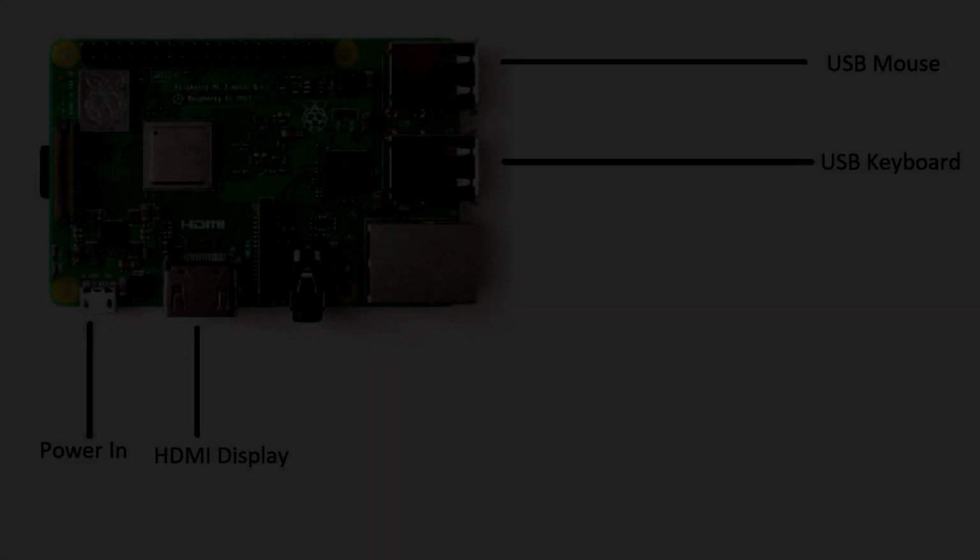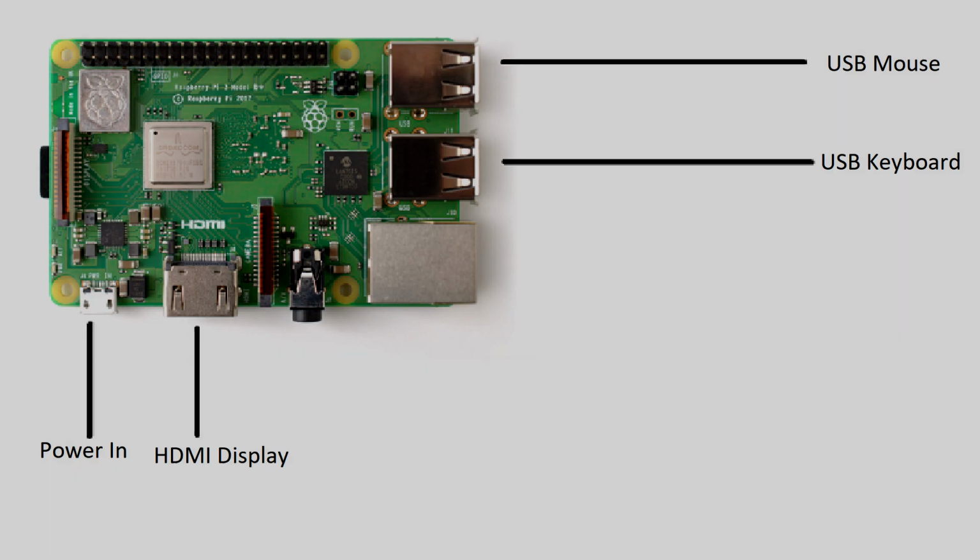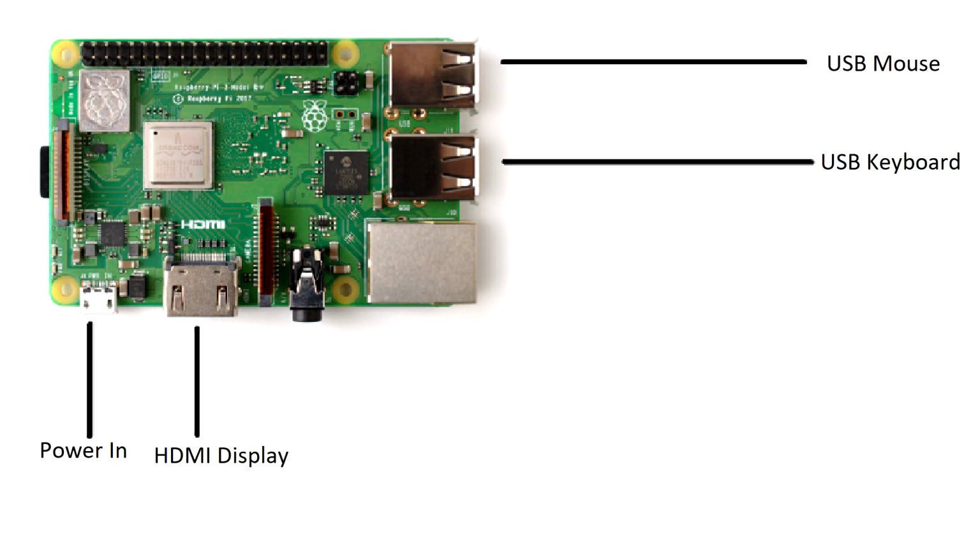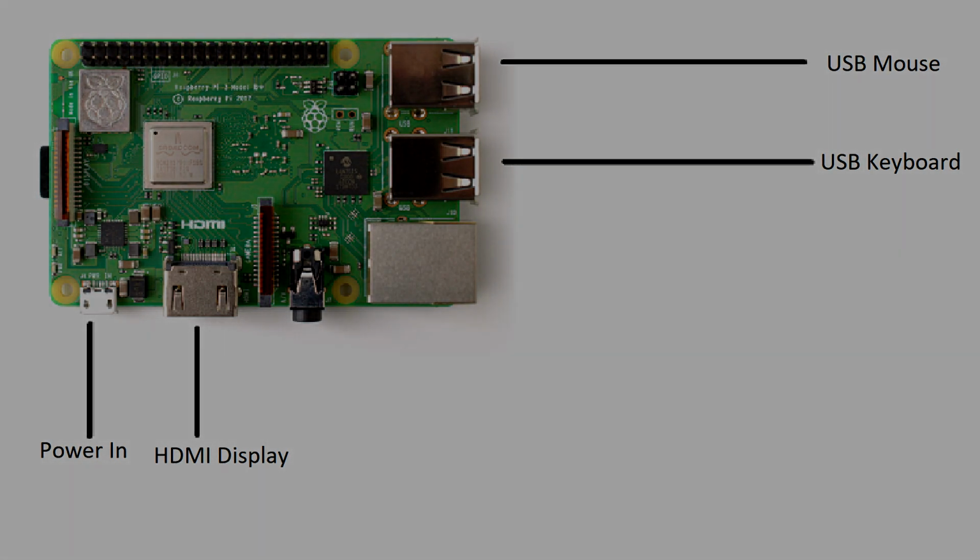Now, our first mode of operation is the generic display, keyboard and mouse mode of operation. In this, we're going to be connecting a display to the female HDMI port of the Raspberry Pi and a keyboard and a mouse to the female USB port of the Raspberry Pi.